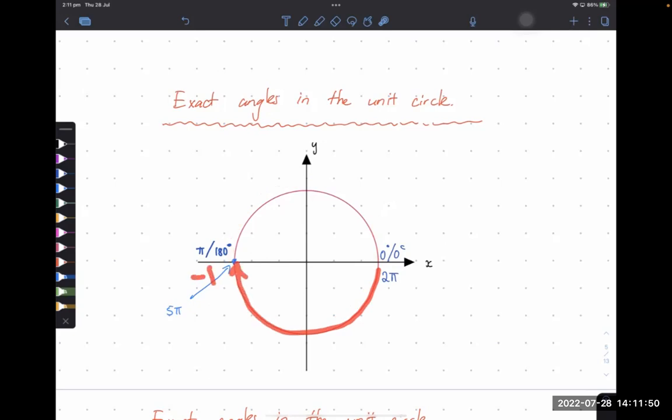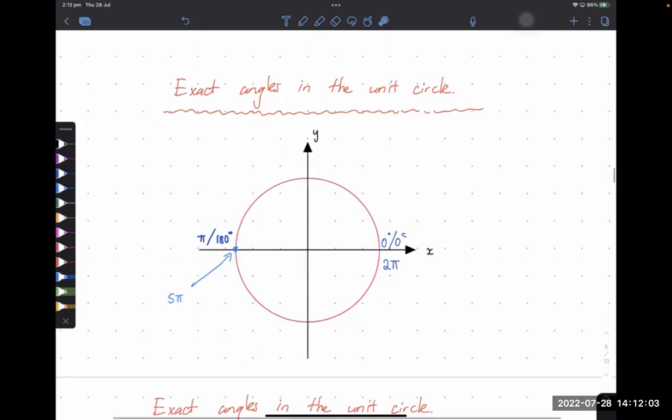Here's negative 1 pi. Here's negative 2 pi. And here, we're back to negative 3 pi at this point here. Okay, so that's the basic split for this one, basically pi, okay?